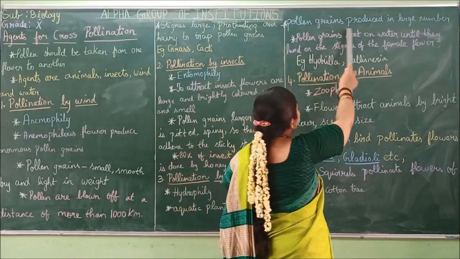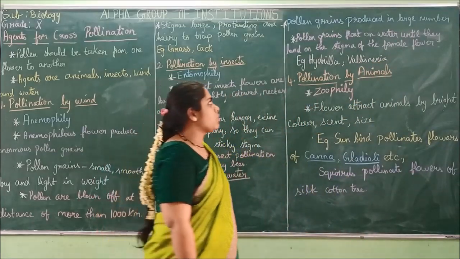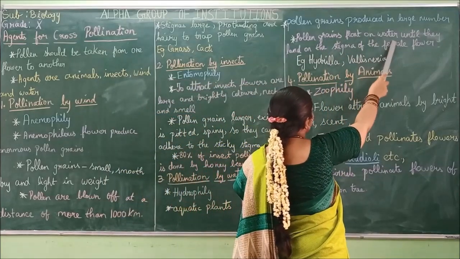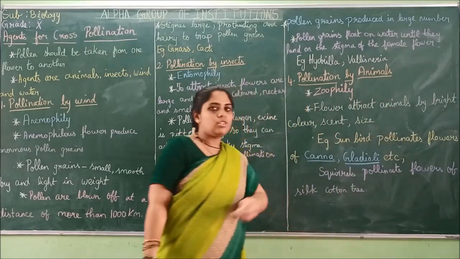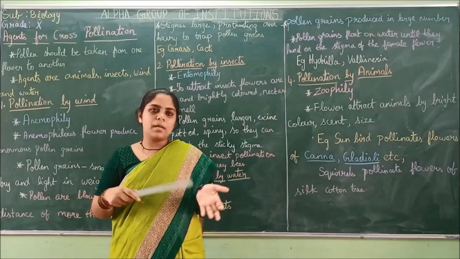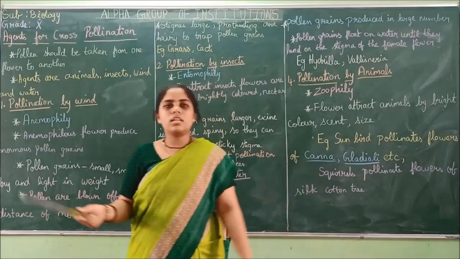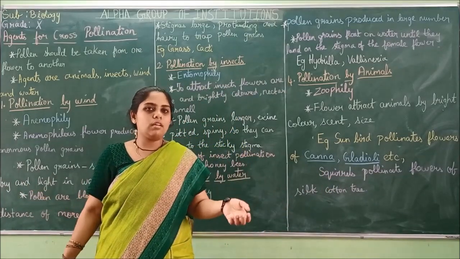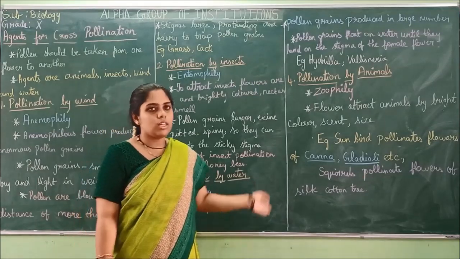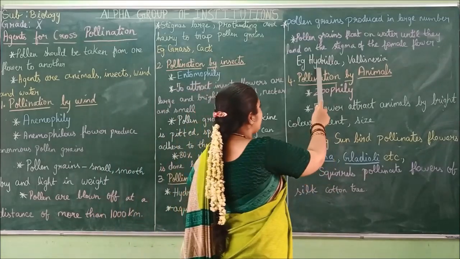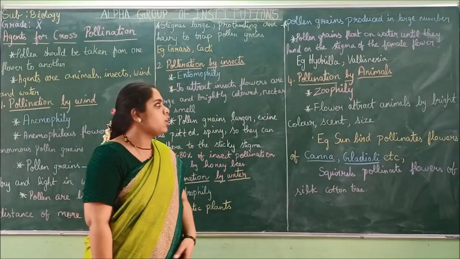Next, the pollen grains are produced in very large number. Pollen grains float on water until they land on the stigma of the female flower. It may be at a very long distance or at a very nearby distance, whatever it is, until it reaches the female flower, it has to go on floating on the water. Like this, pollination happens in water. Example, hydrilla and gallinaceae. These are the plants involved in pollination by water.